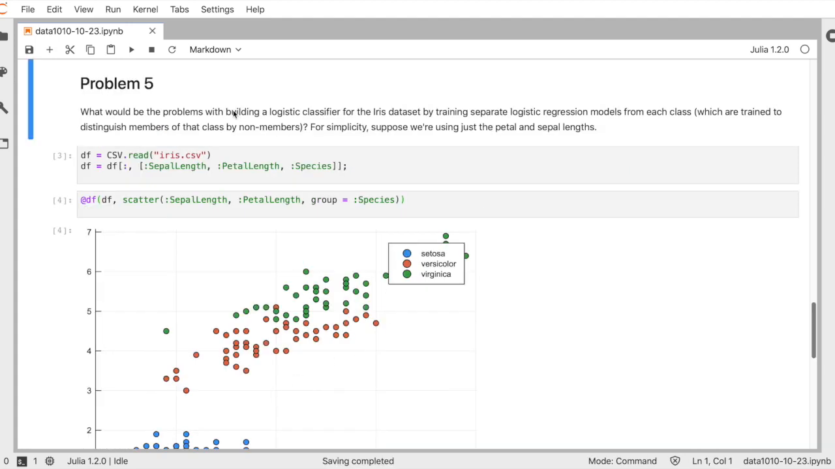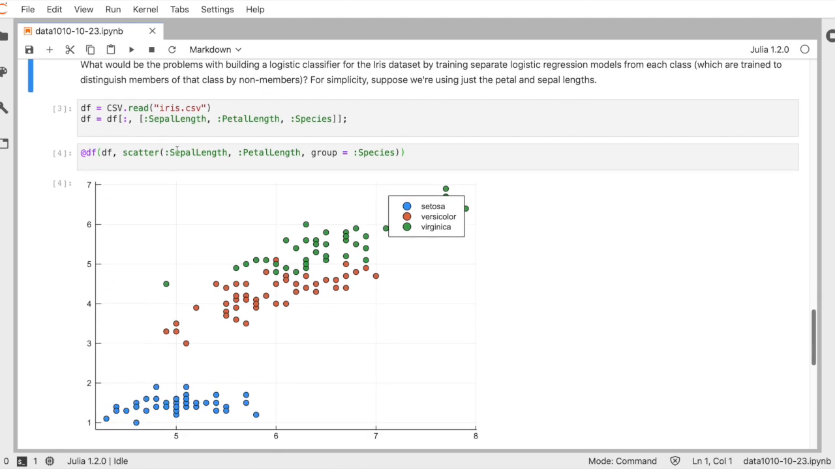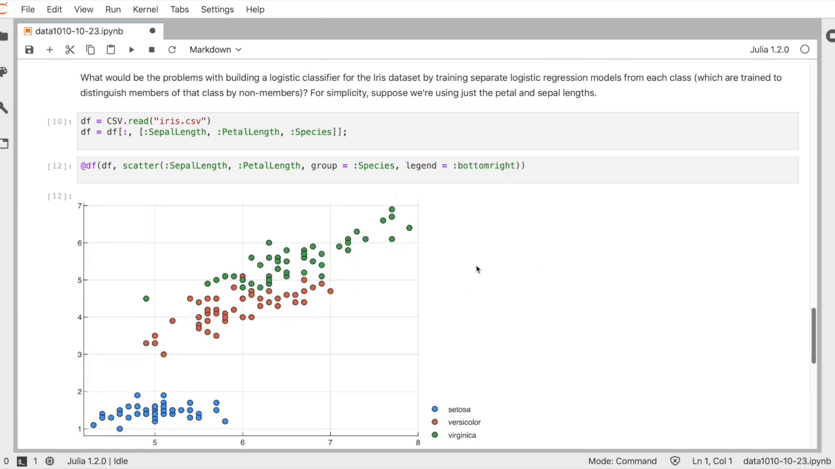So in problem 5, we want to think about what would be the problem with building a logistic regression classifier for the iris data set that we looked at last time. If we're just thinking about sepal length and petal length, then our data look like this. And the first problem to grapple with is the fact that we have 3 different classes here.